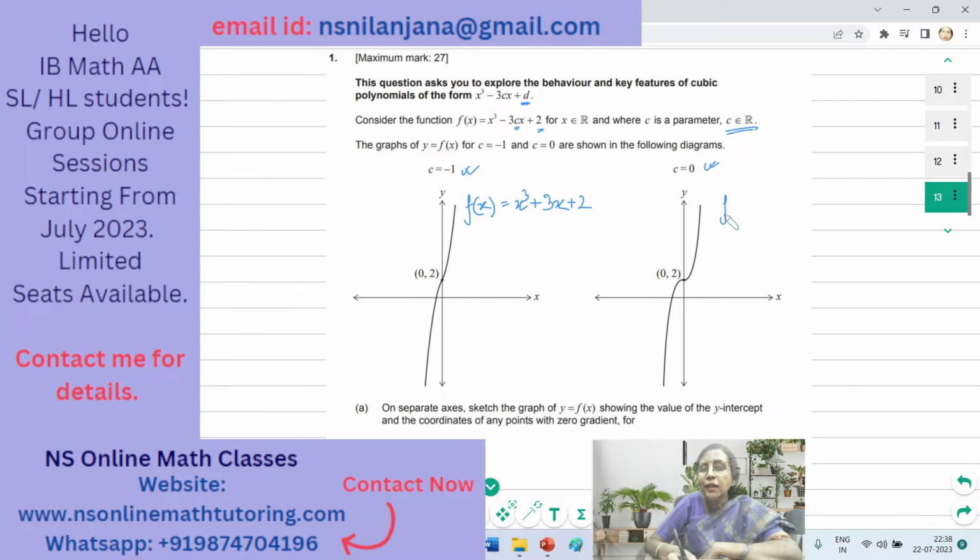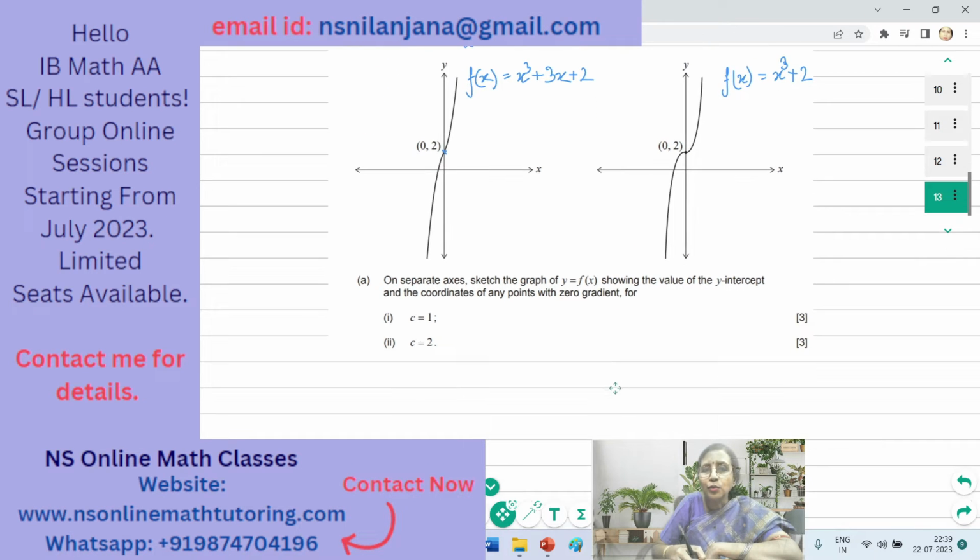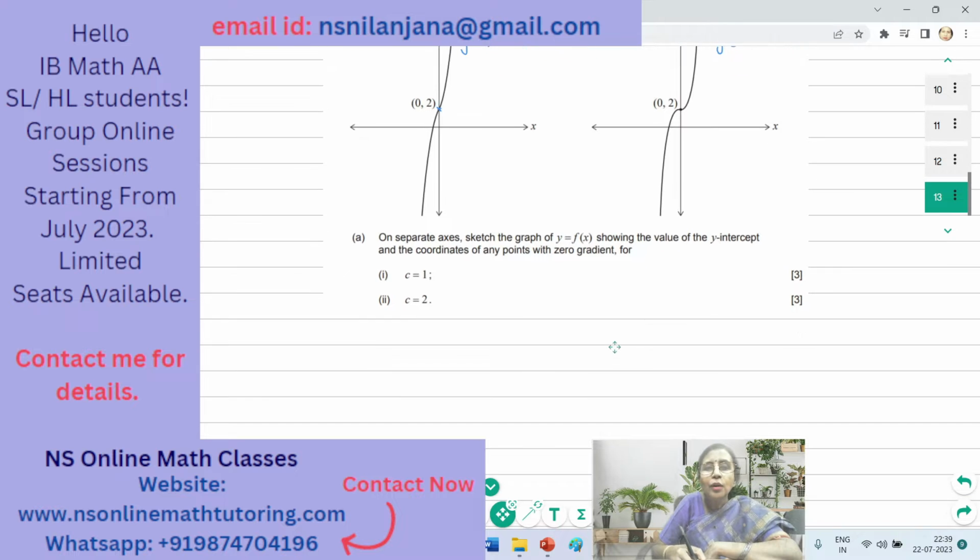And for this one, it is x cubed and c is equal to 0. So we do not have the middle term anymore, plus 2. And we are seeing that the y-intercept is 2 because we are having d value as 2. Therefore, the y-intercept has to be equal to 2. Whatever may be the value of c, the y-intercept will always be equal to 2 if d is 2.